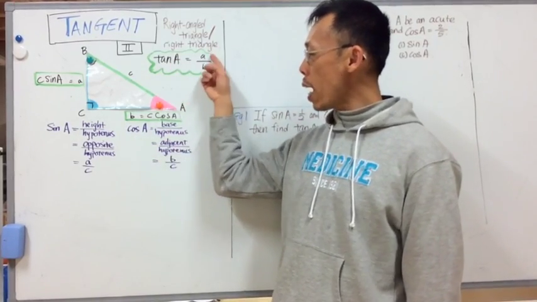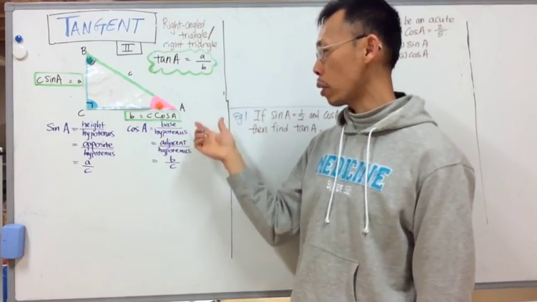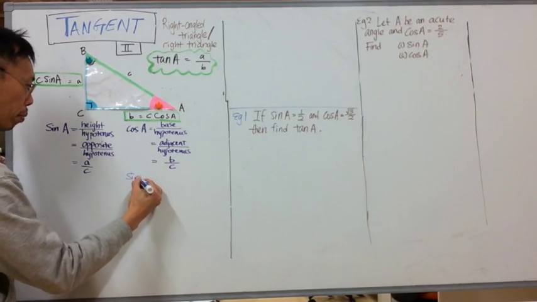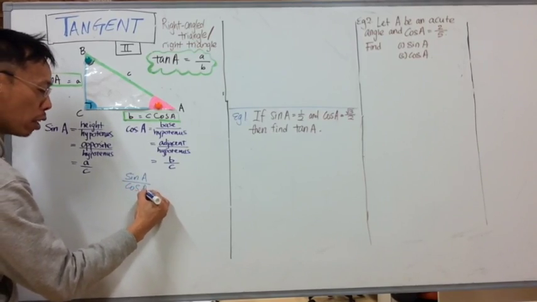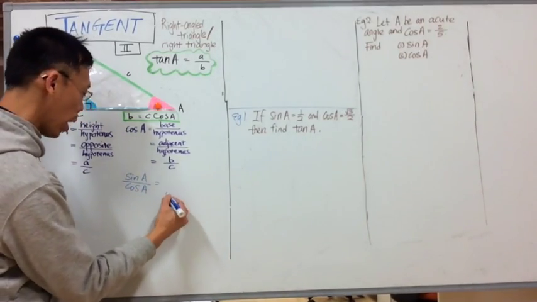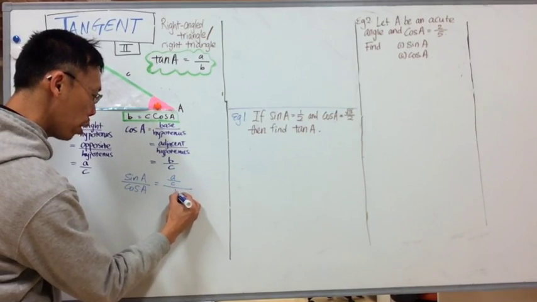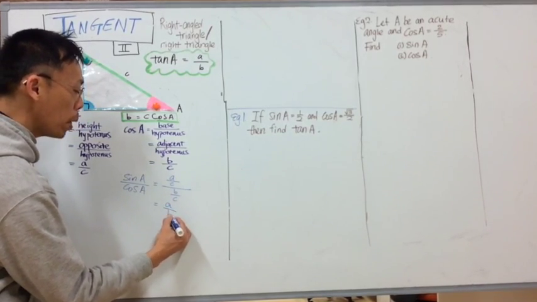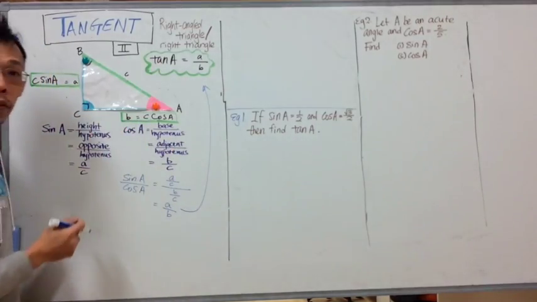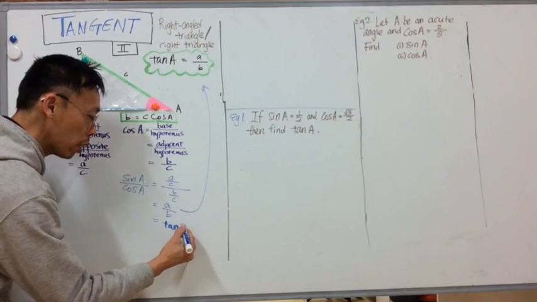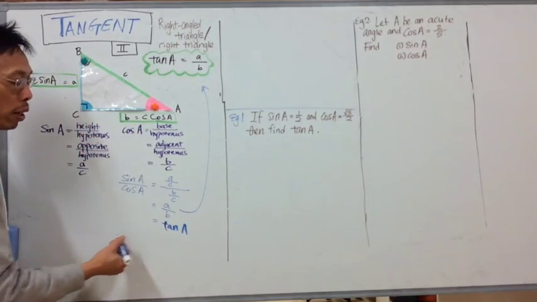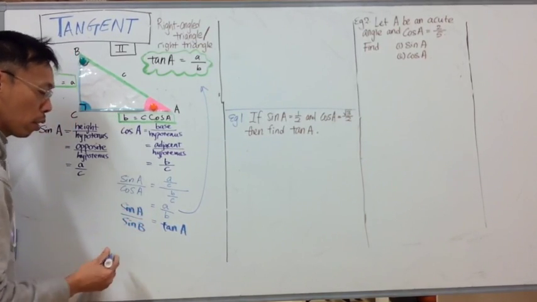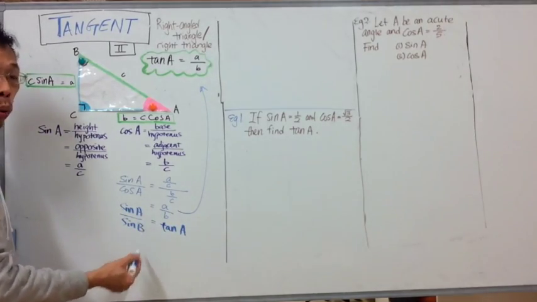Now we can combine these together. If you take the ratio of sine A over cosine A, such as a over c over b over c, then after simplification you find that this is just a over b, which is exactly the same thing as above, tangent A. Therefore, tangent A can be written as sine A over cosine A.